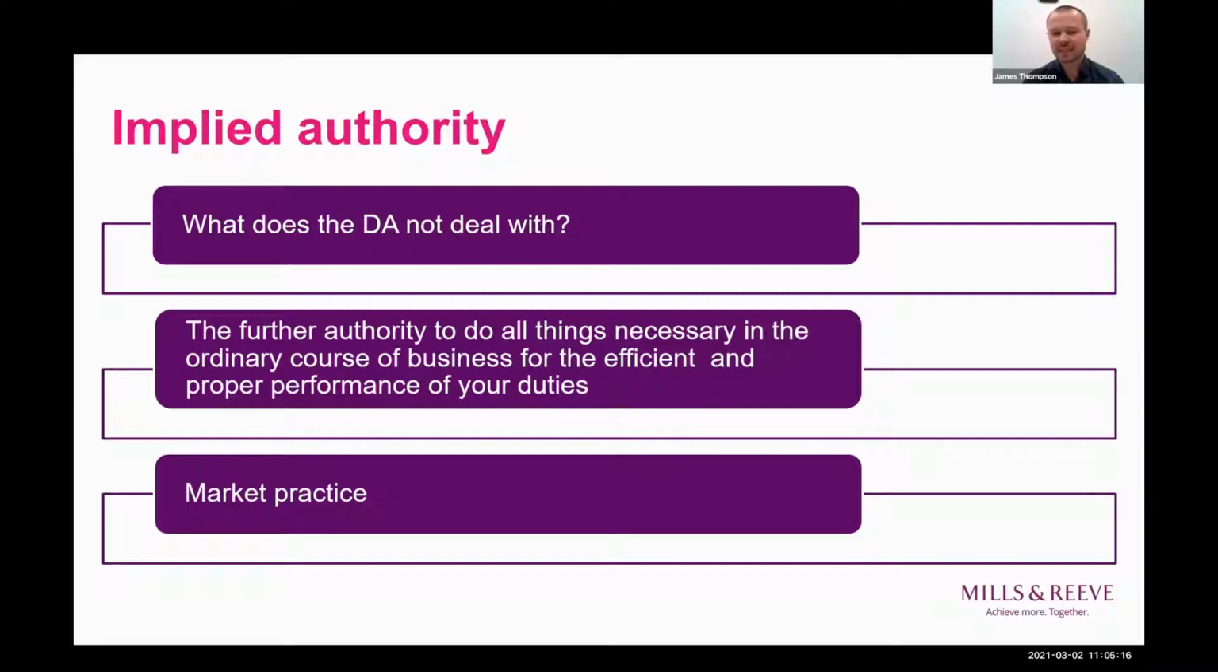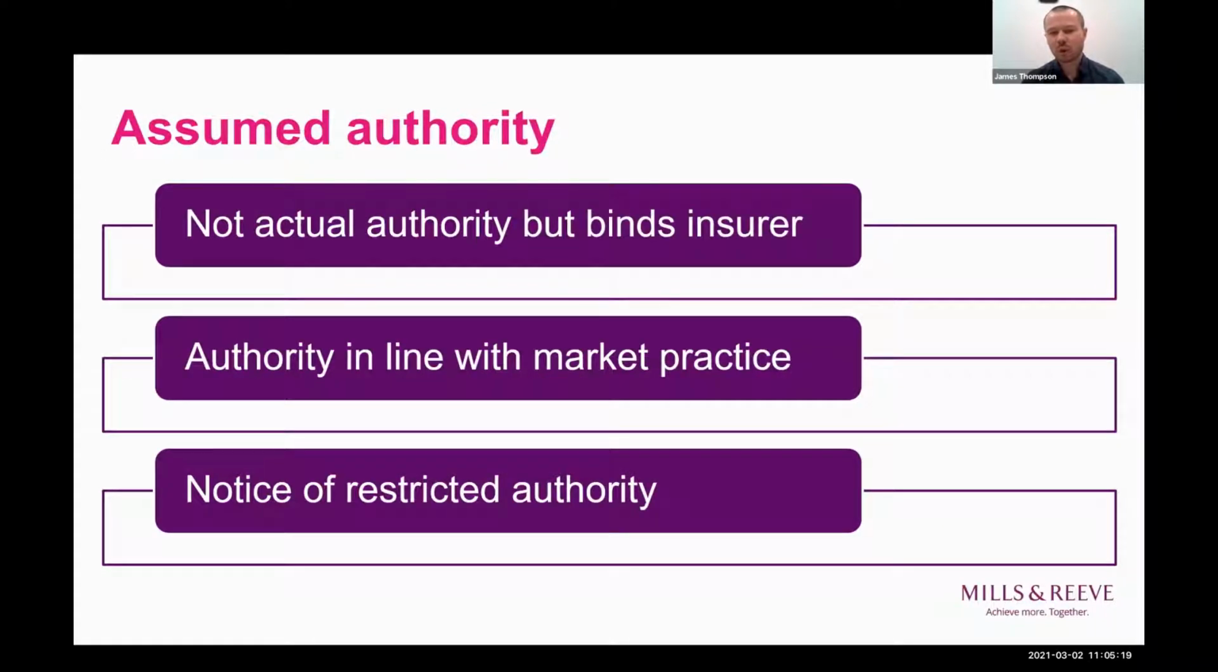If we just move on to the next slide to talk about assumed authority, because we looked already at actual authority under the contract, an extension of that authority under implied authority, but there could also be situations where you as a cover holder or a managing agent hold yourself out to a third party, to a policyholder, as having the authority to do something, to make a decision on behalf of insurers, when in fact you do not have that authority.